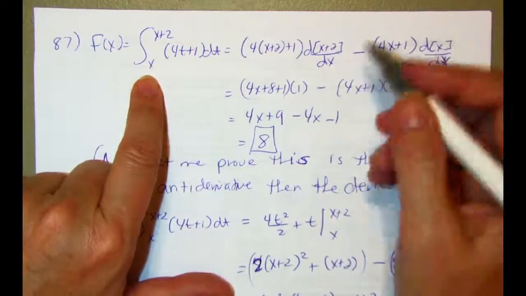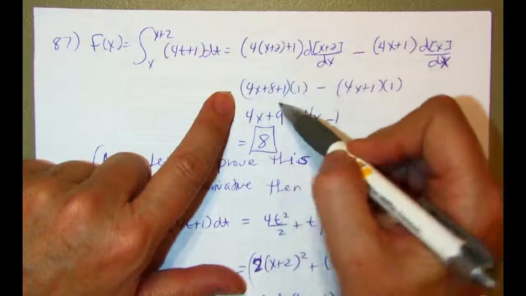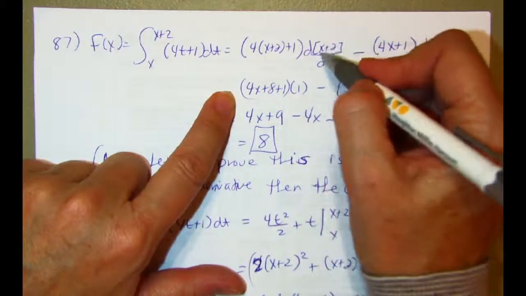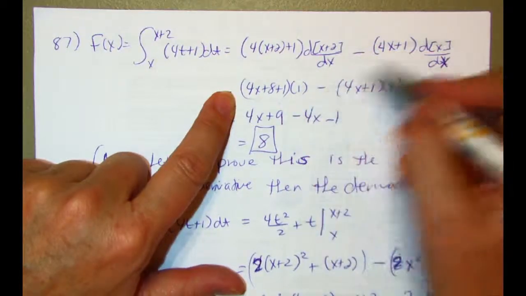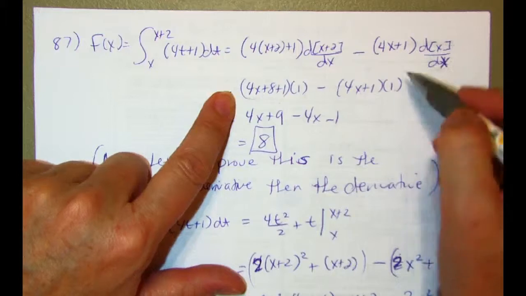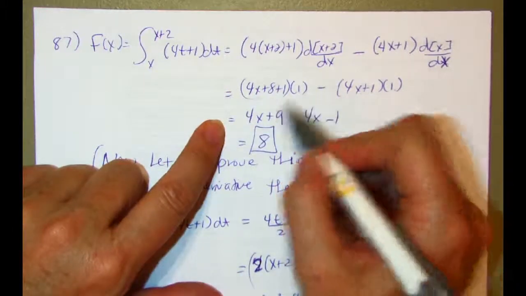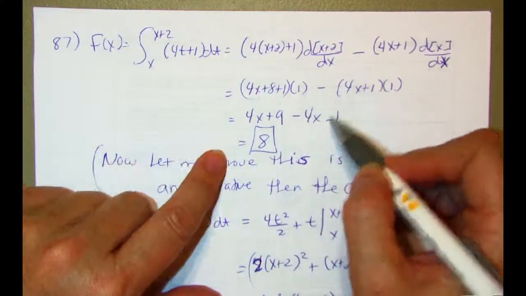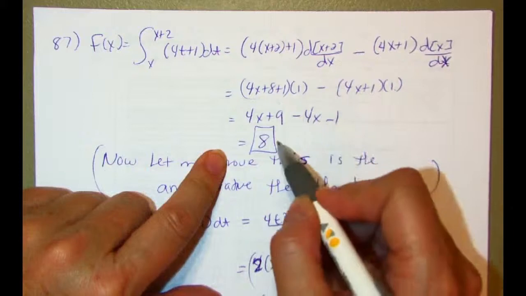Now let's go and clean this up. 4 times x is 4x, 4 times 2 is 8, plus 1. So the derivative of x plus 2, remember x just turns to 1 and 2 is just 0. So that would be times 1. Minus, I'm going to copy that down, the derivative of x is just 1. Let's continue to clean that up. So that's 4x, and that's 9. This is minus 4x, minus 1. The 4x's cancel, and then a 9 and a negative 1, the answer is 8.